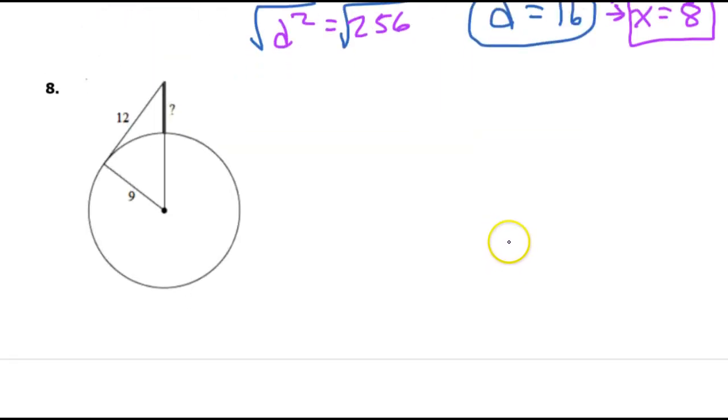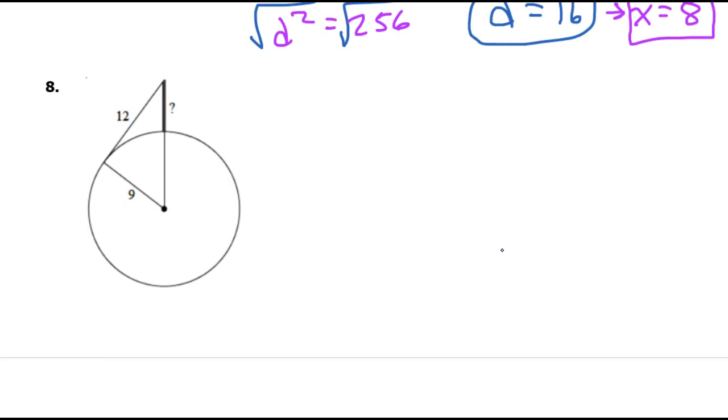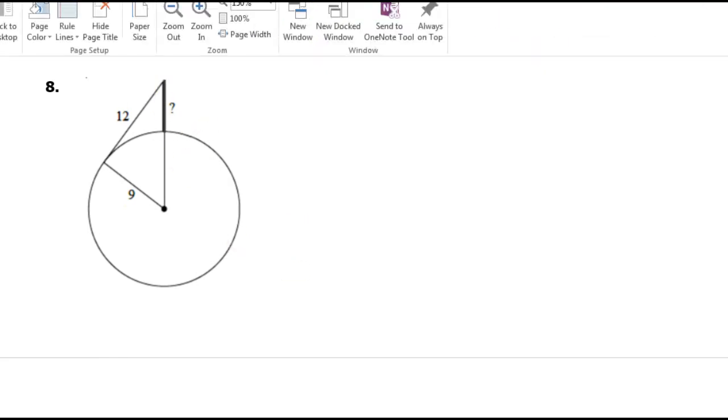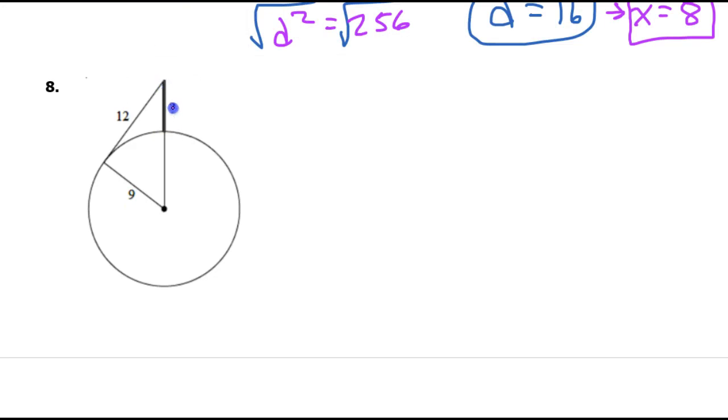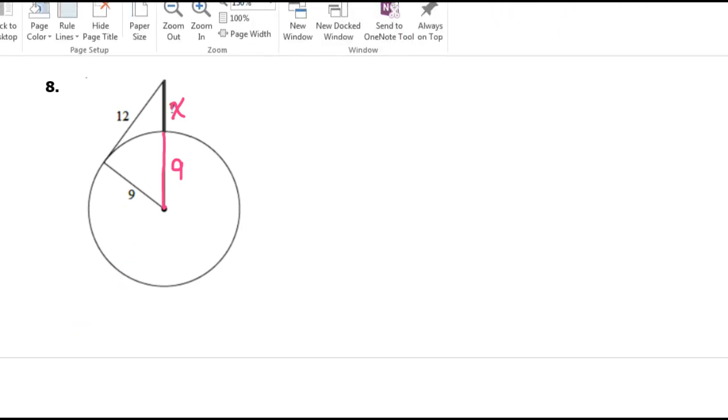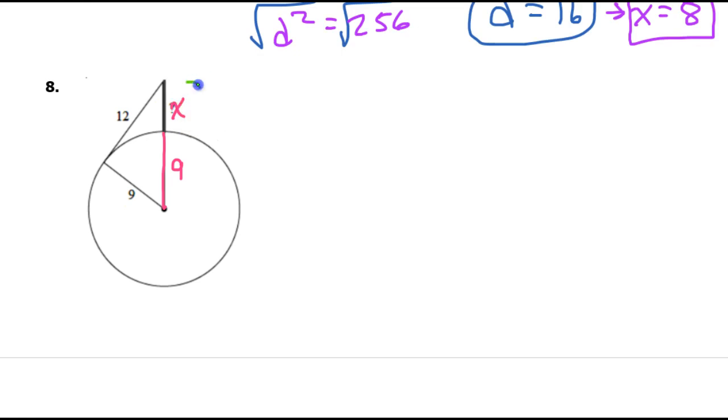All right, now we can go on to number 8. Okay, so same type of deal. We are supposed to find this little piece out here. And we know that this piece right here is 9. Okay, we know that. And that means that the hypotenuse, because I need an entire side of a triangle, is going to be x plus 9.